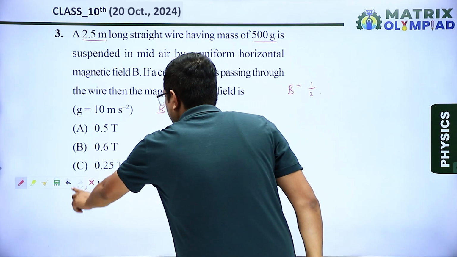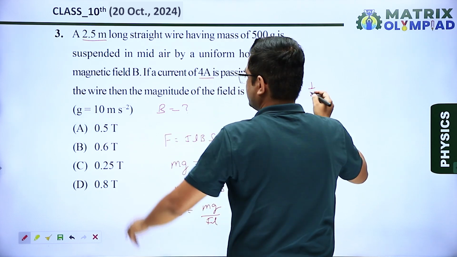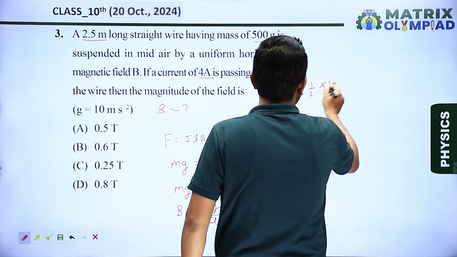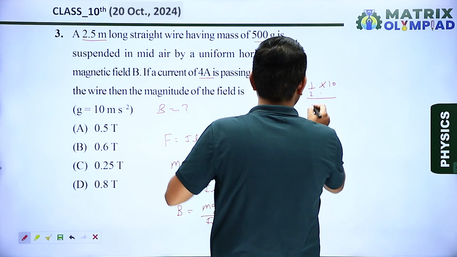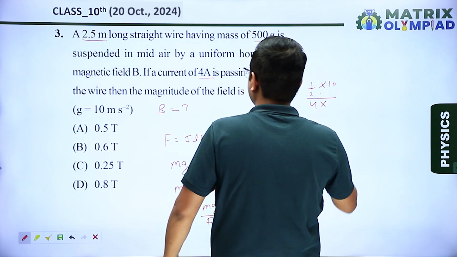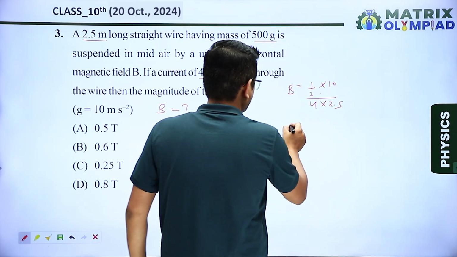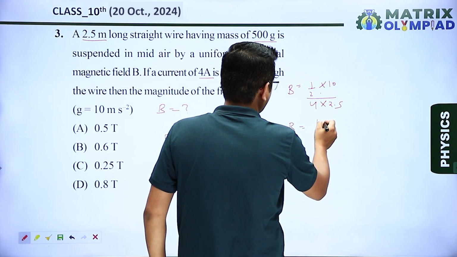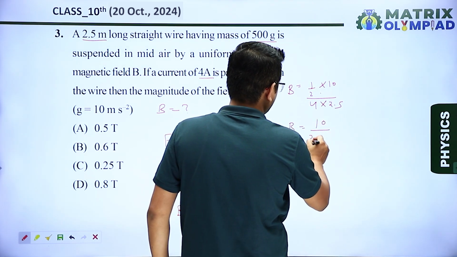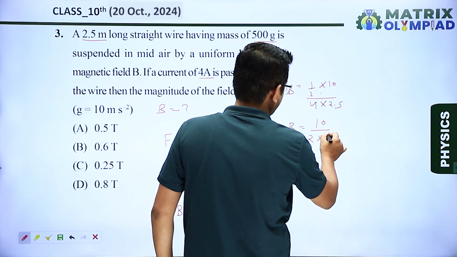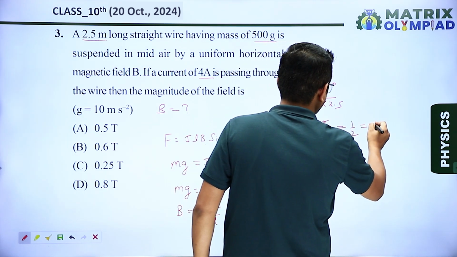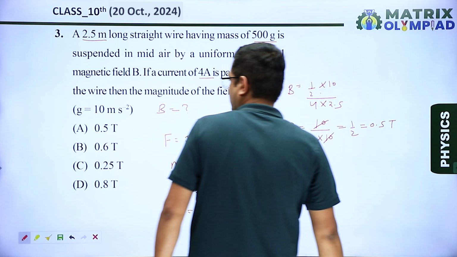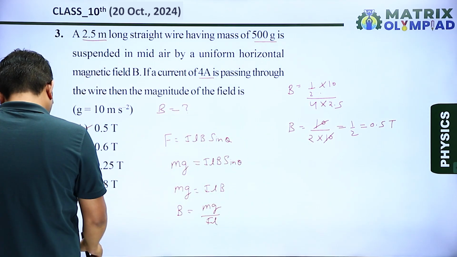Okay, and then gravitational acceleration we can take as 10, as it is given in the question, divided by current, which is 4 ampere, multiplied by length, which is 2.5. So on solving this, B is equal to 10 upon 2 multiplied by, solving this it will become 10. So it is equal to 1.2, which is 0.5 Tesla. Okay, so option A is our correct answer.